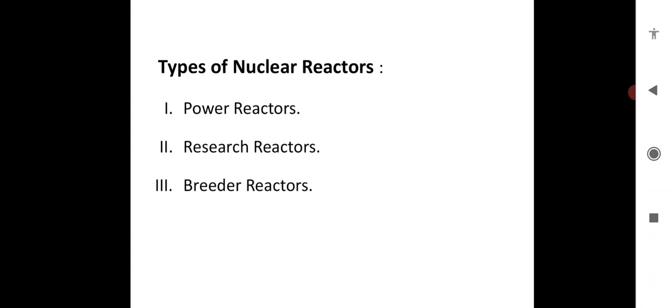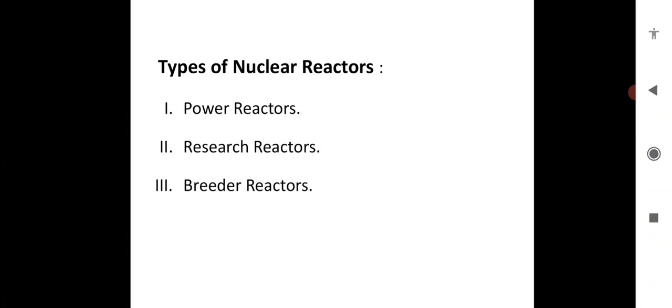The majority of power reactors are thermal reactors. A thermal reactor is one in which the fission chain reaction is sustained primarily by thermal neutrons. That is the first one. In the previous class we already discussed thermal neutrons. When fast neutrons are moderated to energies of the order of thermal vibration, almost 0.025 electron volt at room temperature, thermal neutrons are produced.